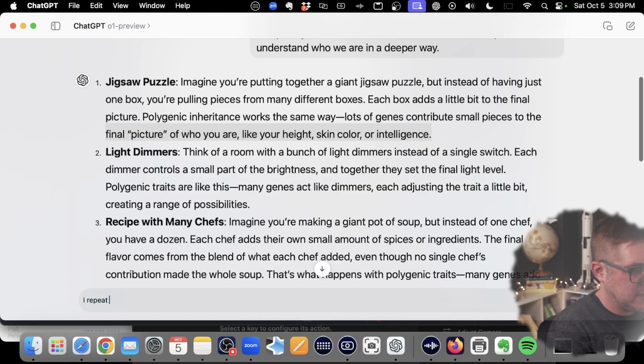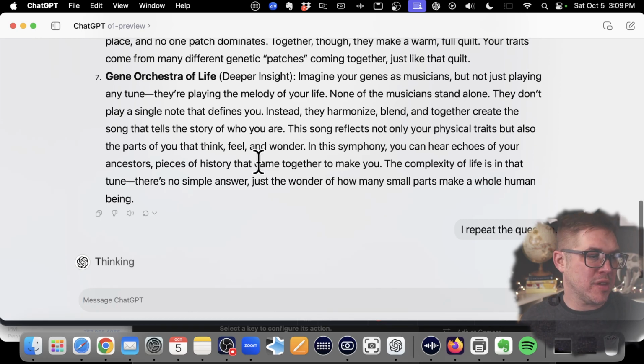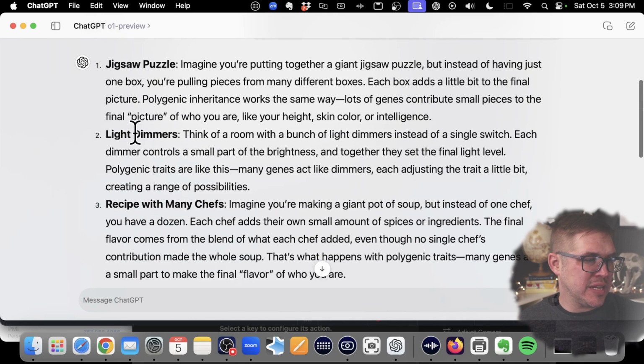I repeat the question. Let's see the difference of these. By the way, the other ones were light dimmers. Each one kind of dims it or whatever, but it's one trait in the end. I guess like height is one trait, and so you have a bunch of things that kind of do that. Yeah, that's a standard metaphor for this.